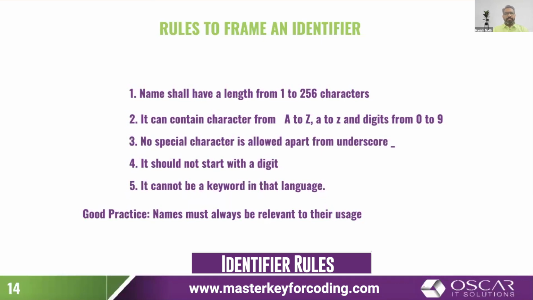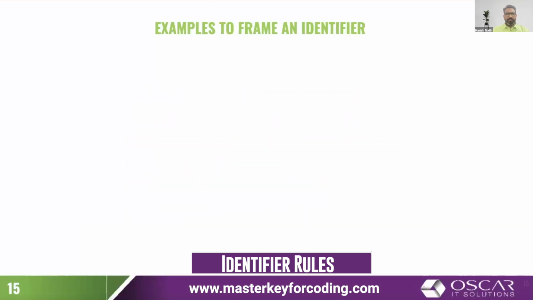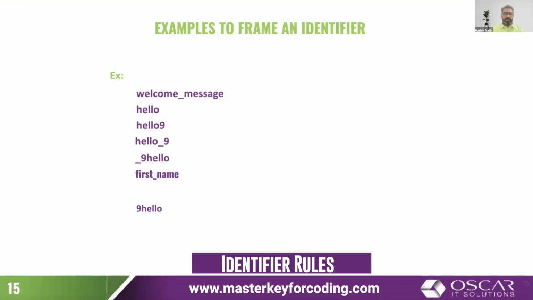So let's see some examples of legal and illegal identifiers. Can you check them? As an example, I have welcome underscore message. Is it a valid or an invalid identifier? Similarly, hello, hello9, hello underscore 9, underscore 9 hello, first underscore name. These are some examples. I have another set of examples: 9hello, hash hello, first space name.